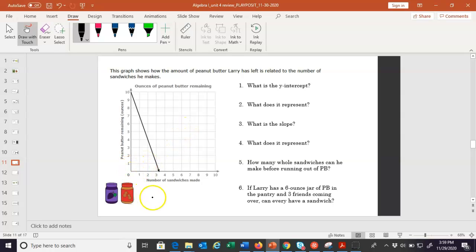All right, so here's another example. This graph shows the amount of peanut butter Larry has left is related to the number of sandwiches he makes.